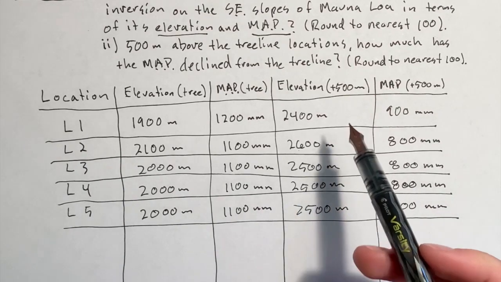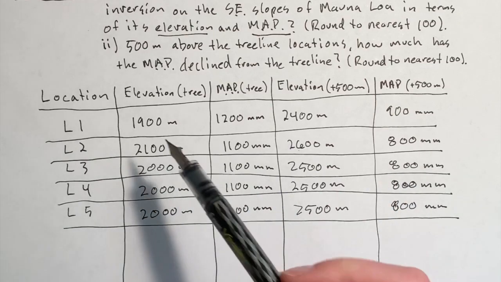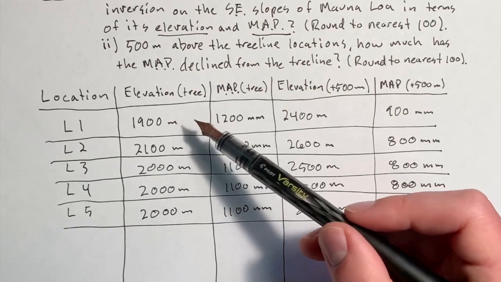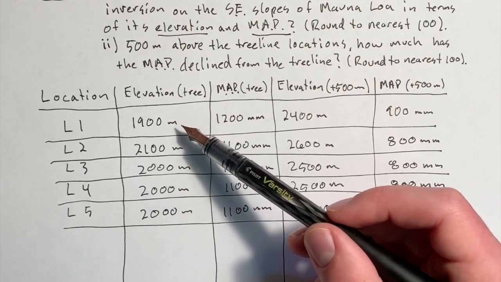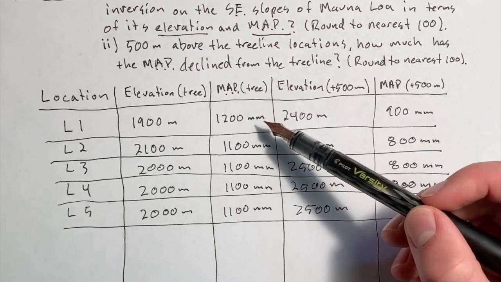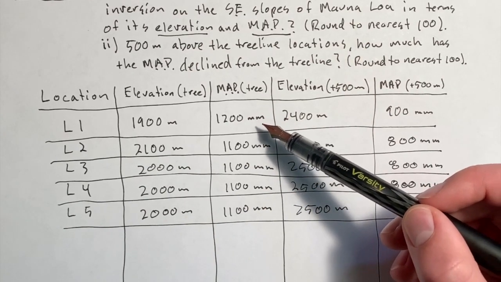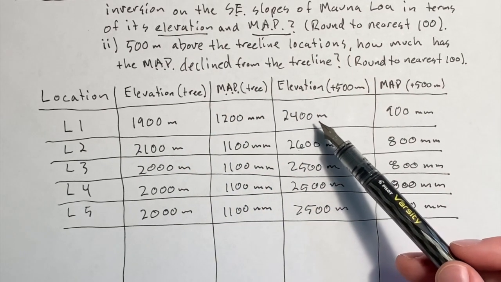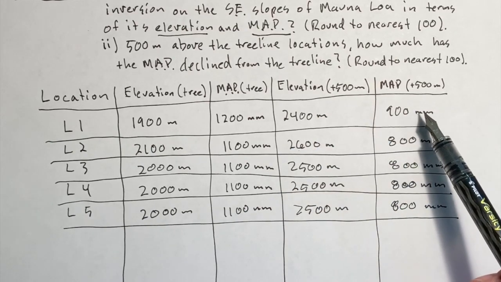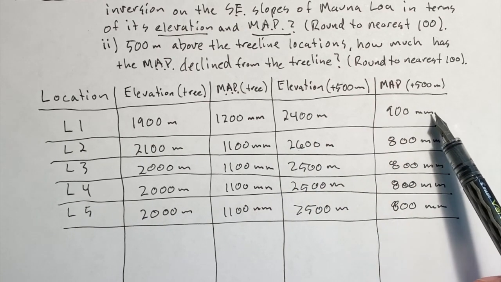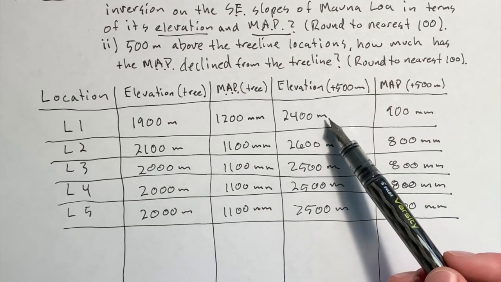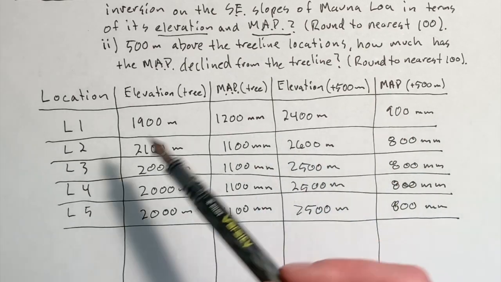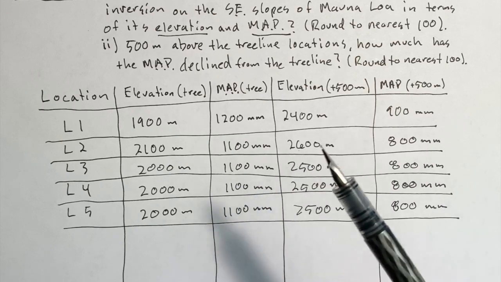So now we've recorded all the information that we need. We've gone to locations 1 through 5, rounded off what the elevation of the tree line is to the nearest 100 meters, recorded the mean annual precipitation in millimeters to the nearest 100. We've gone upslope 500 meters above our tree line, recorded that elevation, and also recorded the mean annual precipitation at those elevations 500 meters above the tree line to the nearest 100 millimeters. So now we have all of our information. Let's start answering the question.